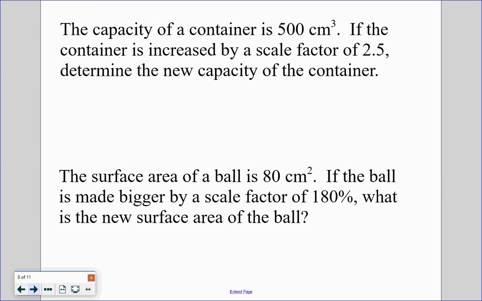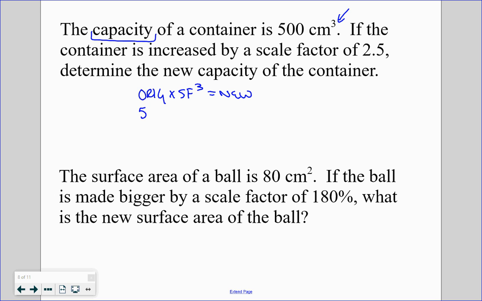Okay, the capacity of a container is 500 cubic centimeters. If the container is increased by a scale factor of 2.5, determine the new capacity. So again, you'll see the word capacity. You'll also see that the units are being cubed. So the formula that we have to use on this one is this. So again, because the units are cubed, we have to cube our scale factor.